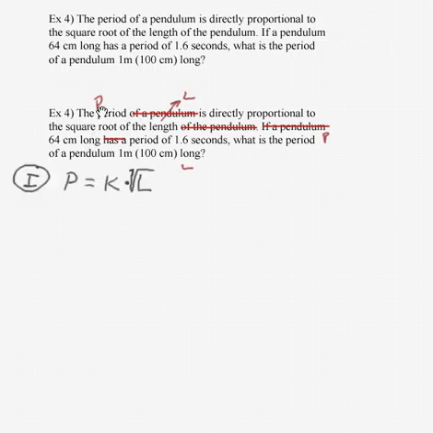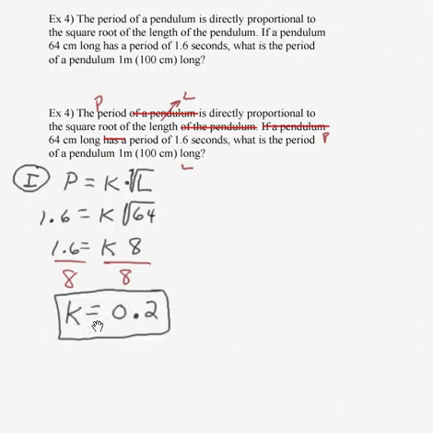Let's start with our equation. P is directly proportional to the square root of the length. So P equals a constant times the square root of L. We fill in the numbers that we know, so that length is 64 and time, the period, is 1.6. So replace P with a 1.6 and L, substitute 64 in its place. Square root of 64 is 8. Divide by 8. And we find our constant of proportionality is 0.2.